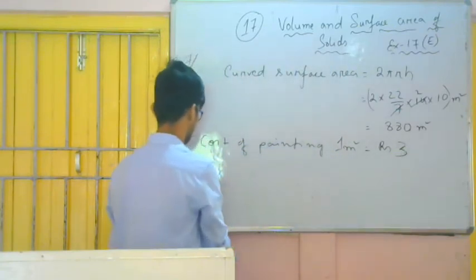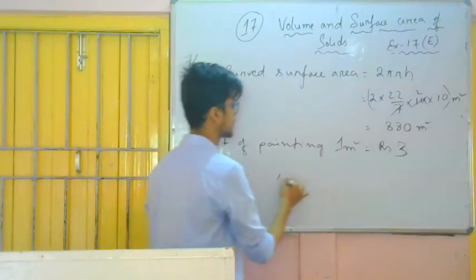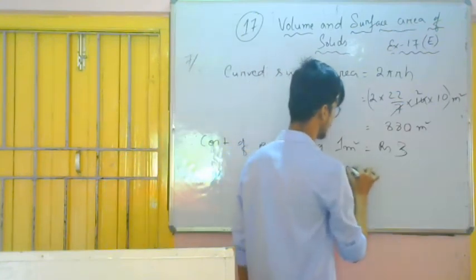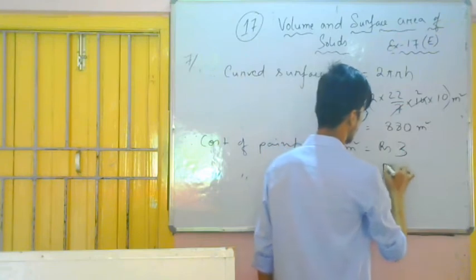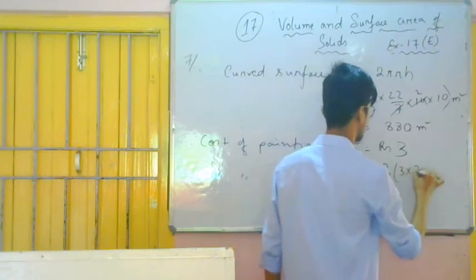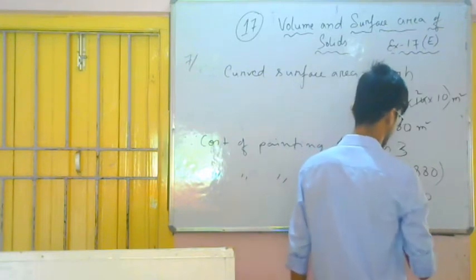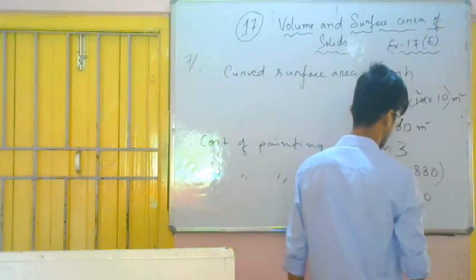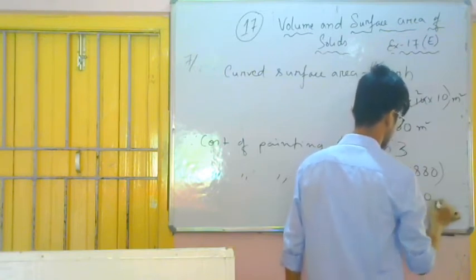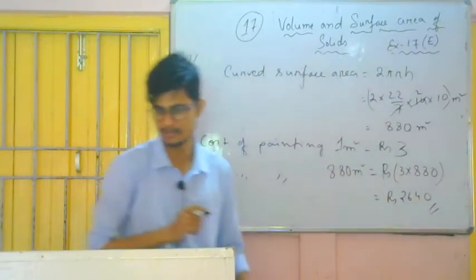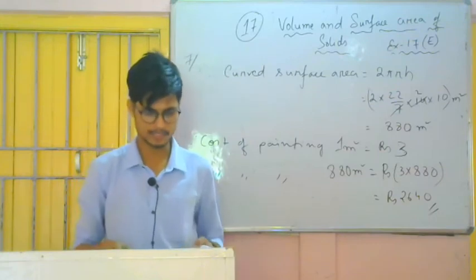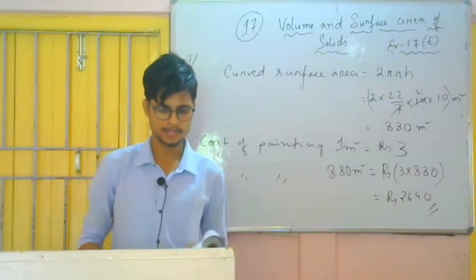Rupees 3. Therefore the cost of painting 880 meter square will be rupees 3 into 880. 3 into 0, 3; 8 3s are 24, 2, 24, 25, 26, 2640. So the required answer is 2640.